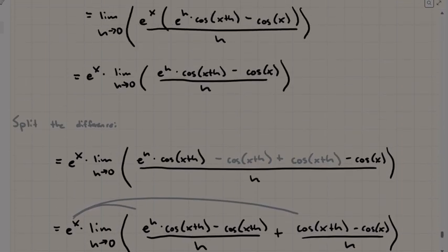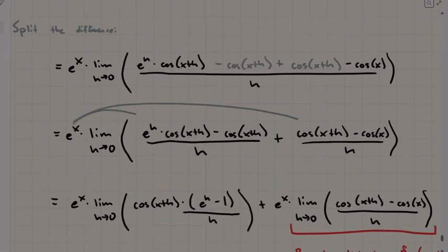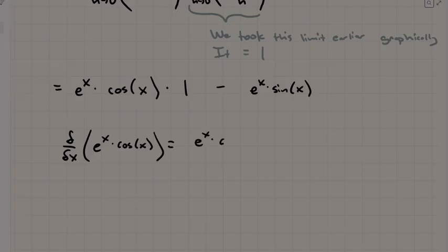And so what this means is that for e to the x cosine x, the derivative is equal to e to the x cosine x minus e to the x sine x.